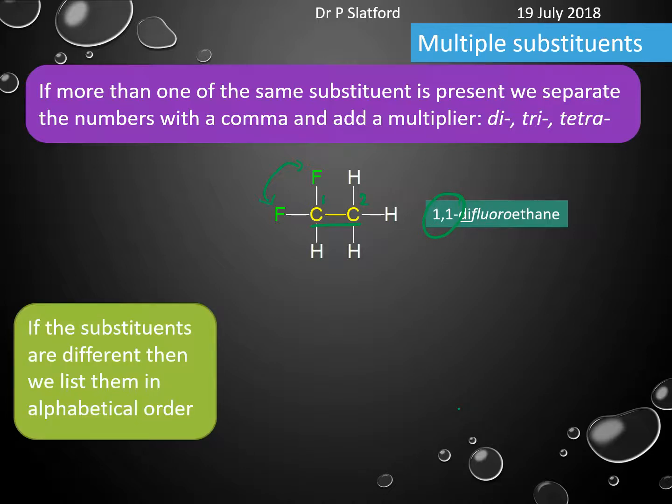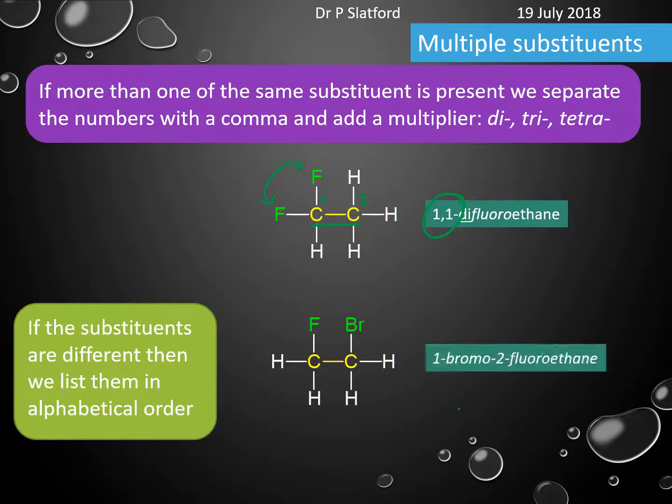If the substituents are different, then we list them in alphabetical order. So here I've got my ethane backbone again, but I've now got a fluorine and a bromine in there, and it becomes 1-bromo-2-fluoroethane. So I've labelled this 1 and 2. And there's no arguing then with that particular name. Anybody should be able to draw that from the name because you've labelled it correctly.